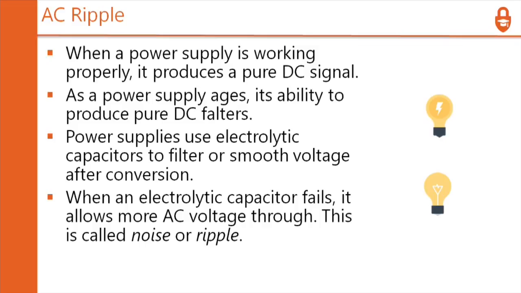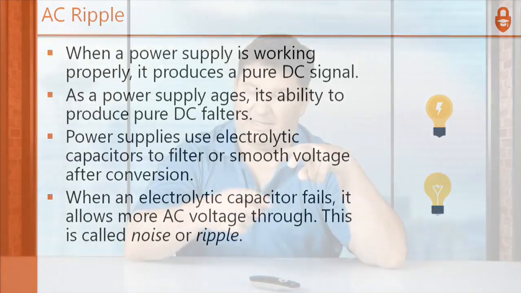Power supplies use electrolytic capacitors, which we were just talking about, to filter or smooth voltage after conversion. When an electrolytic capacitor fails, it allows more AC voltage through. This is called noise or ripple. The capacitor acts as a filter across the positive and negative of the DC voltage, pulling out all the stuff that shouldn't be in there. And what happens is it stops pulling it out because it's not working as well, so it just allows the current through. It's not filtering anymore, and that's the problem.